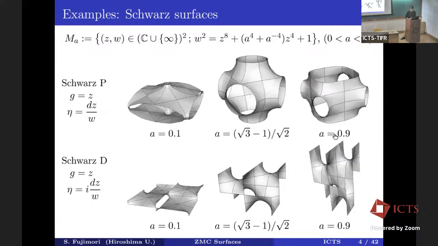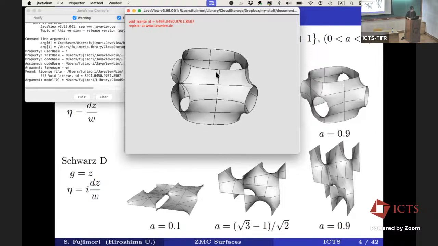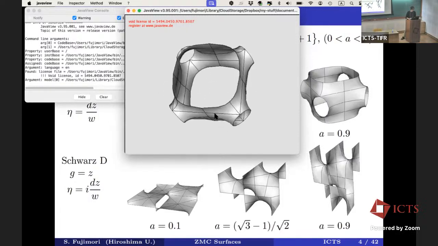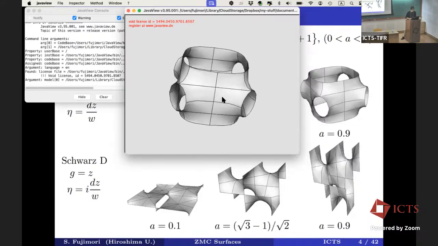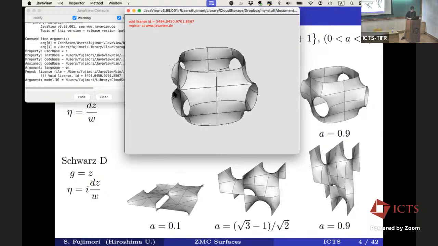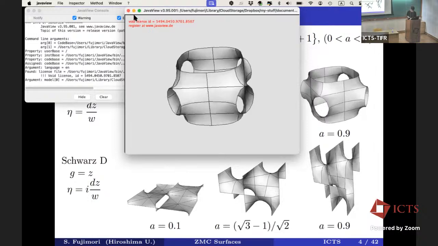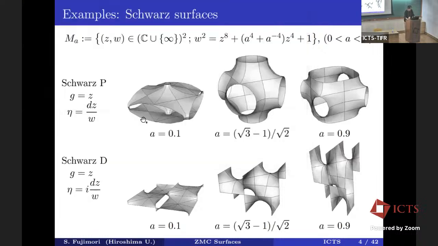And A goes to bigger and bigger, then the top and bottom become like a square shape. Okay? And the surface looks like this. In fact, the Schwarz P surface has a 5-dimensional family, but this is only a one-parameter family in that 5-dimensional family. Okay, so this is the Schwarz P family.